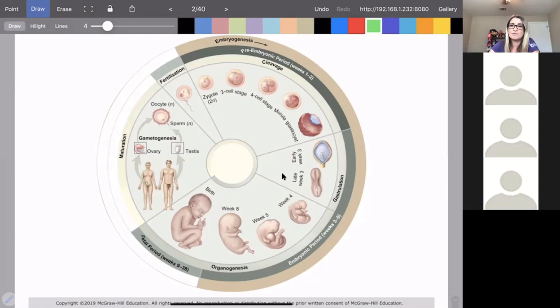Fertilization usually happens in the ampulla of the fallopian tube. Okay, now this is fertilization. I'm not talking about implantation. You don't want implantation to happen in the tube, but fertilization happens still within the fallopian tube, and it's in the ampulla, so it's not very far down the fallopian tube.